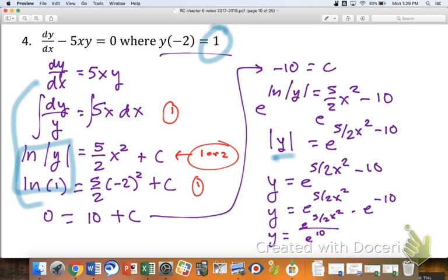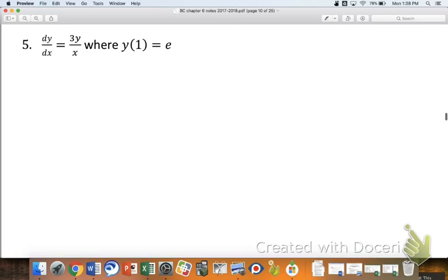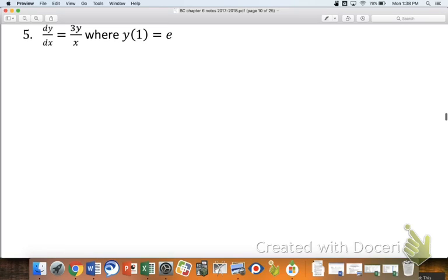Okay, well then I am curious to see how you all do with number 5. Please take a look at that. It is right here. Please try this one on your own or with your group. We'll see how it all goes.